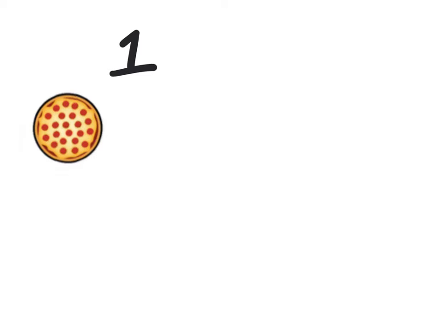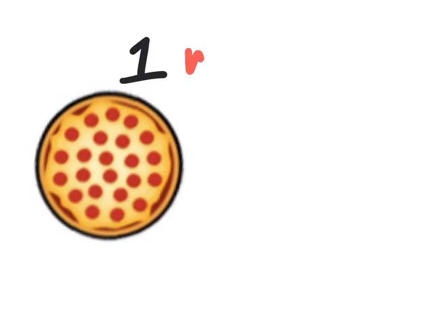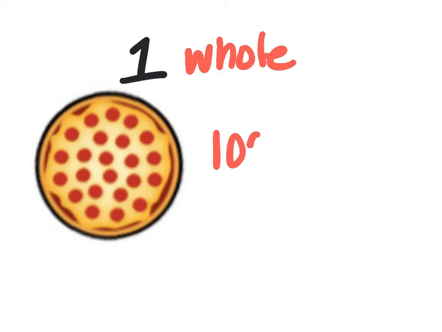So as you can see, this is one whole pizza here, and we would write that as one. We know that that is one whole. We know that one whole thing could be called 100%. If we're talking about a decimal, one whole thing would be 1.0.